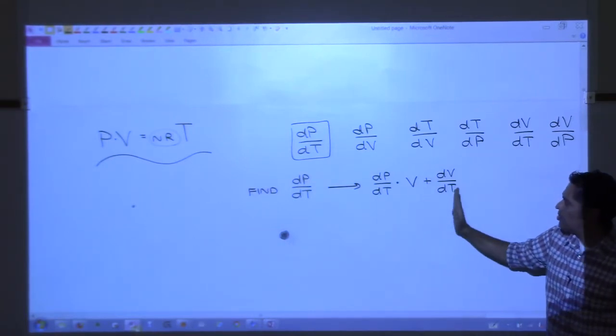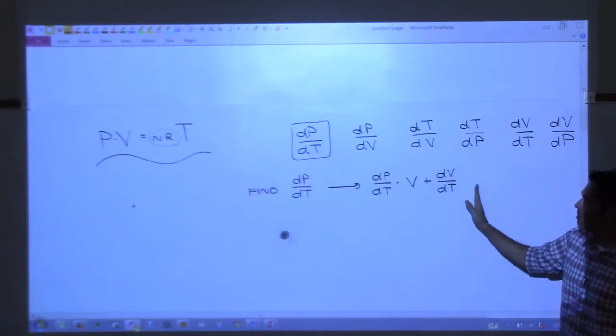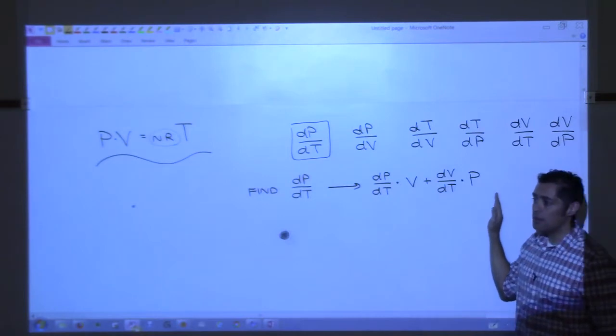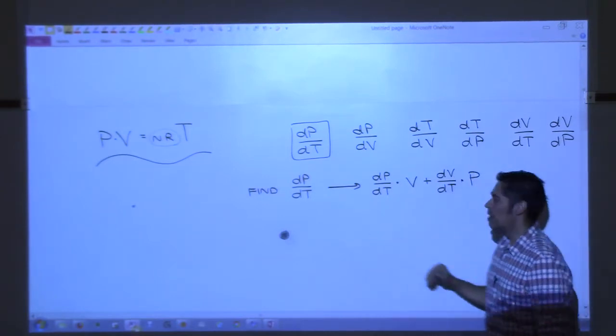F prime G plus G prime F. So what goes here? Times P. Any questions on the left side product rule? Okay, equals.